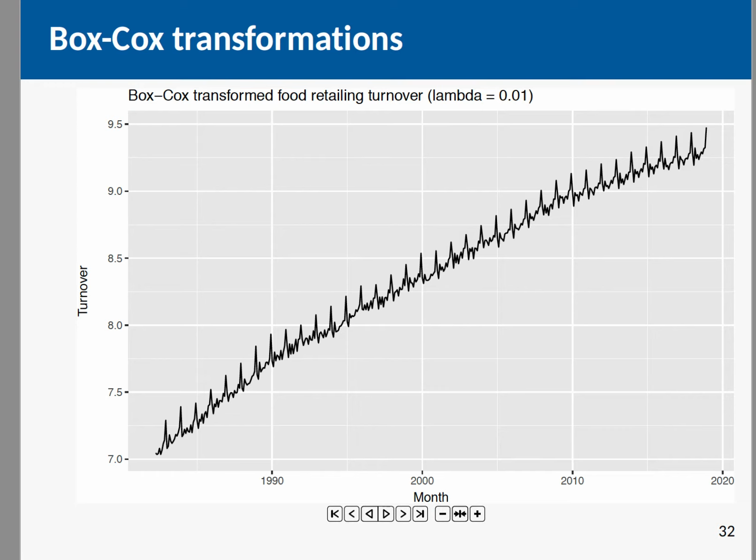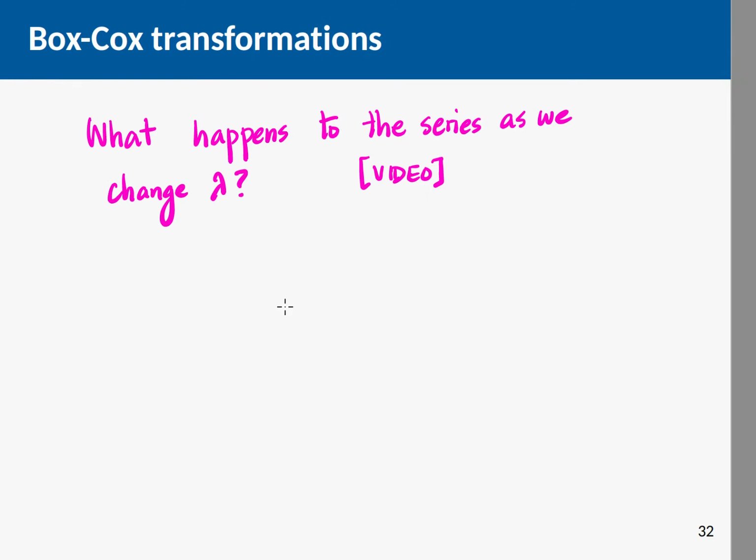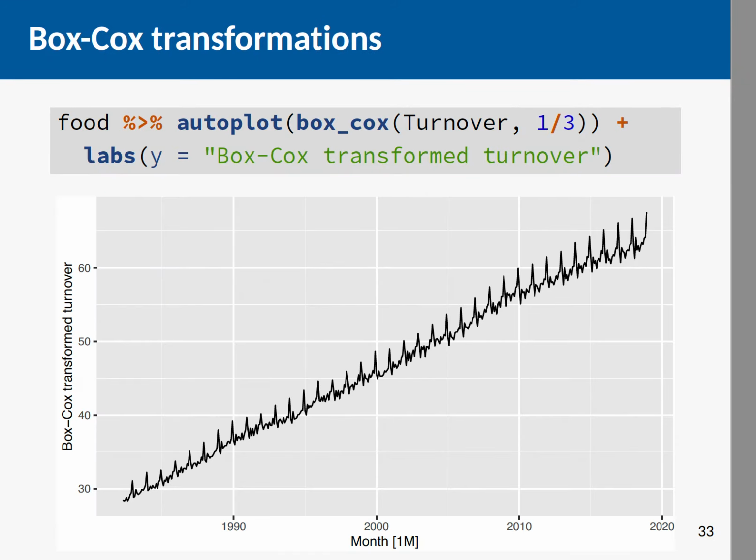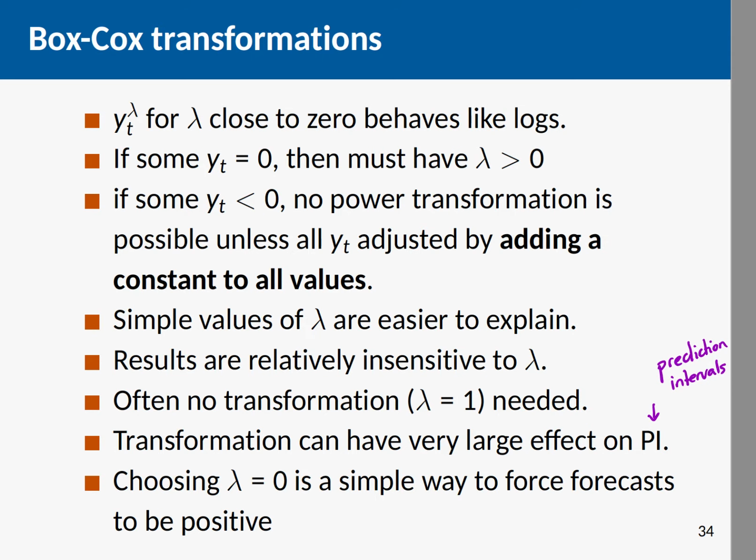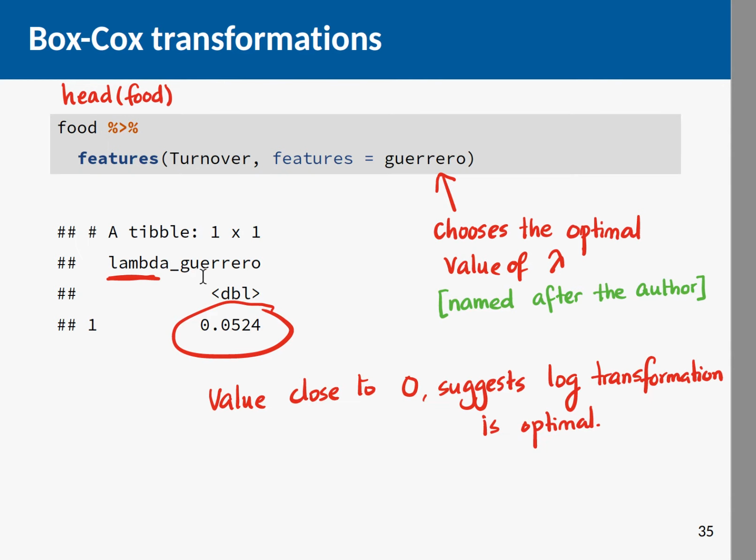Now, R is going to do that job for us. You can read some of these things on your own, but really the idea here is if lambda is close to 0, then the series is just going to look like the log of the series. And there are some other points that are just inferences from what the transformations can do. Now, how do we get to the optimal value of lambda?